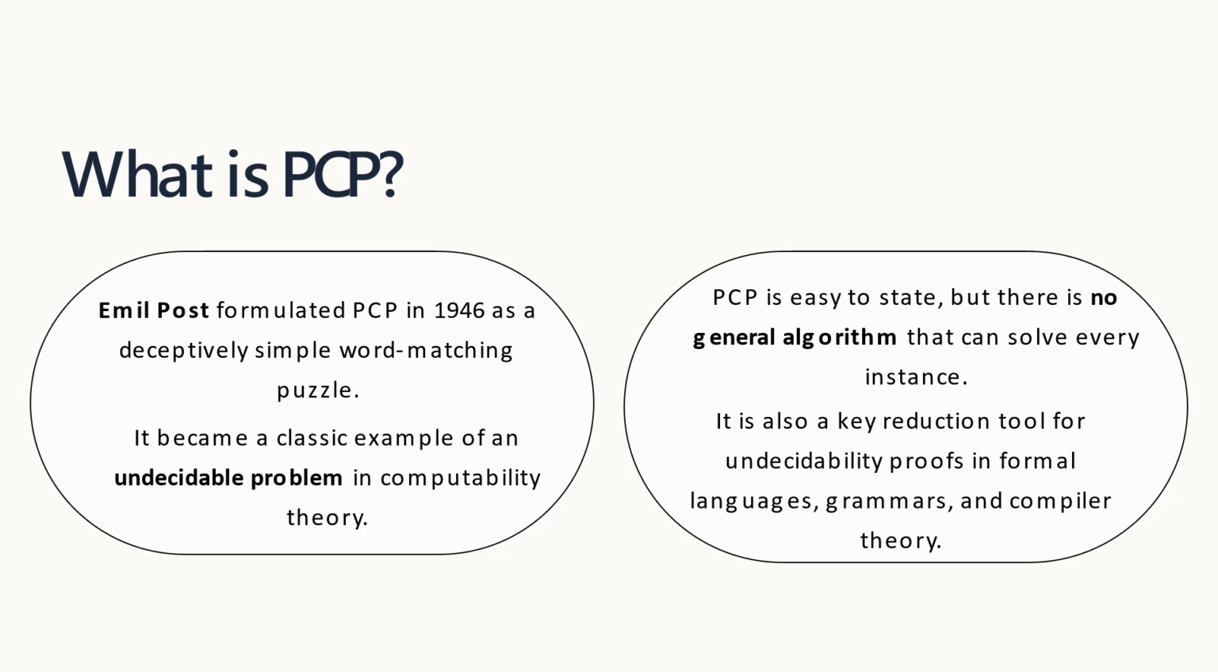So, what is PCP, the post correspondence problem? The post correspondence problem was introduced by mathematician Emil Post in 1946. It is a famous example of an undecidable problem in computability theory. That means the problem is very easy to state, but there is no universal method or algorithm that can always give the correct yes or no answer for every possible input. PCP is also very important because it is widely used in proofs. In formal languages and automata theory, many other undecidable problems are proved by reducing PCP to them.